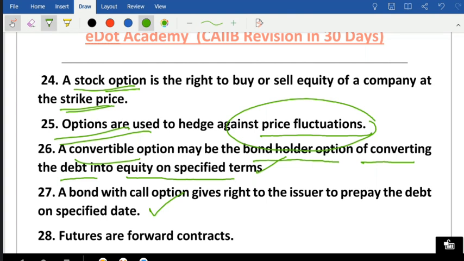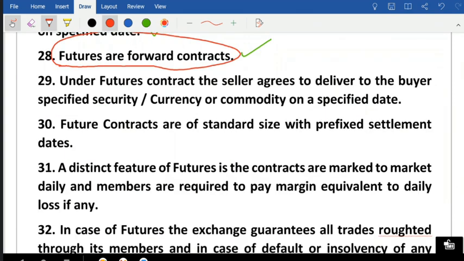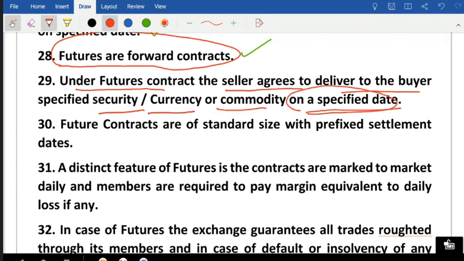Futures are forward contracts. This point is very, very important. Futures are always forward contracts. Under a future contract, the seller agrees to deliver to the buyer a specified security, currency, or commodity on a specified date. So if you have entered into a future contract, the seller agrees to deliver whatever security, currency, or commodity at the rate you have decided, on a specified date. Future contracts are of standard size with prefixed settlement dates.